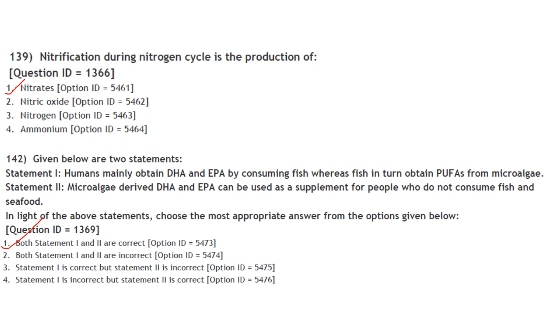The next one. Humans mainly obtain DHA and EPA. DHA is docosahexaenoic acid, a type of omega-3 fatty acid, and EPA is icosapentaenoic acid, which is also an omega-3 fatty acid. So by consuming fish, whereas fish in turn obtain PUFAs from microalgae. Statement 2. Microalgae derived DHA and EPA can be used as supplement for people who do not consume fish and seafood. So both the statements 1 and 2 are correct. Answer is option 1.